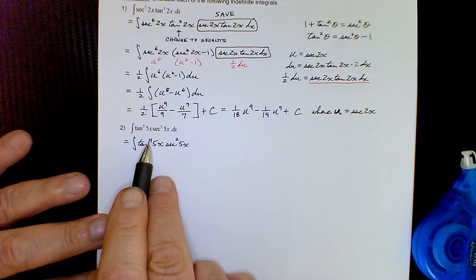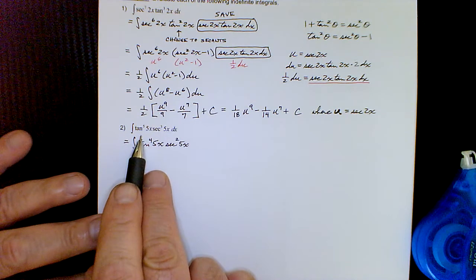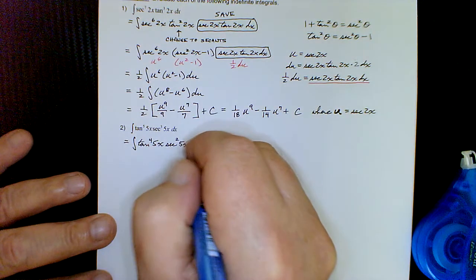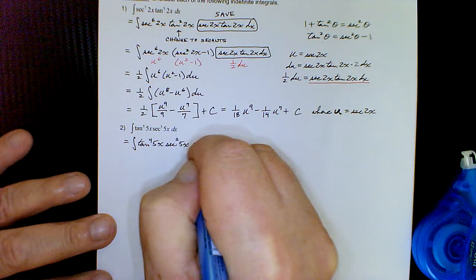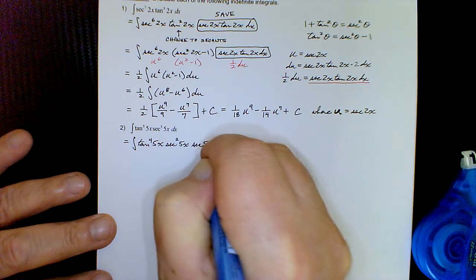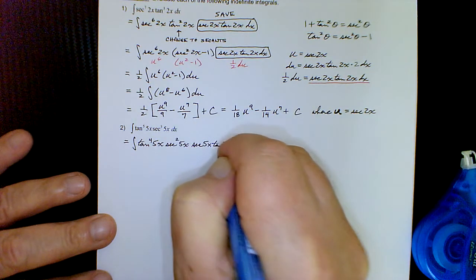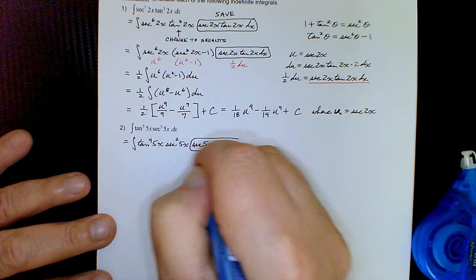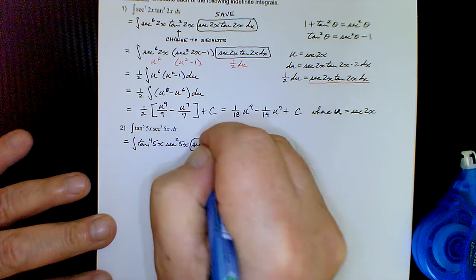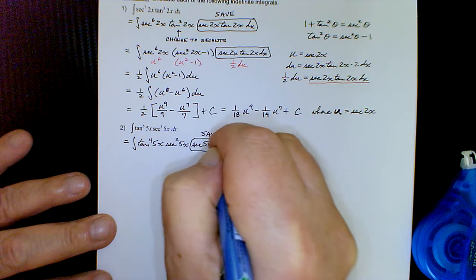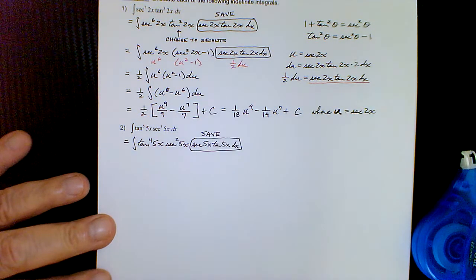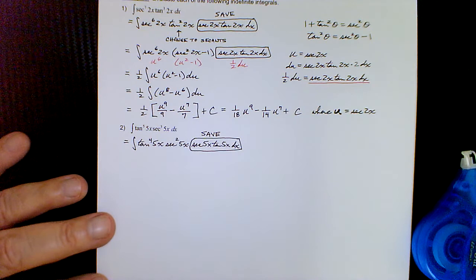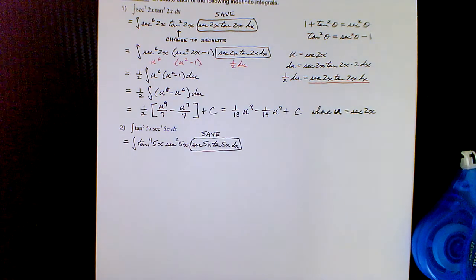But the factor of secant and tangent that we borrowed, we would like to express as secant 5x, tangent 5x, because once again, that is the way we memorize the derivative of secant. So we're going to save that to represent the du, and then you can look back at the cookbook recipe if you like.